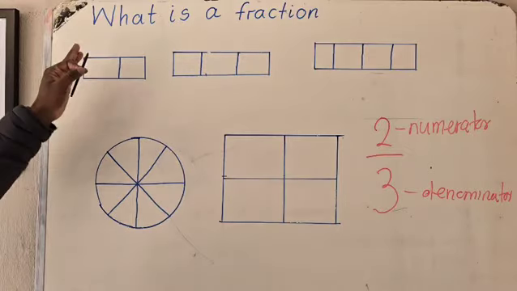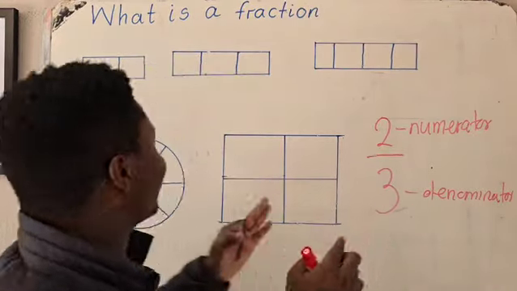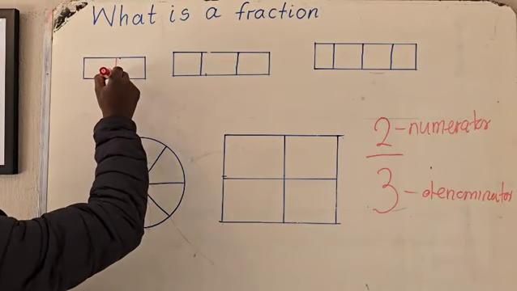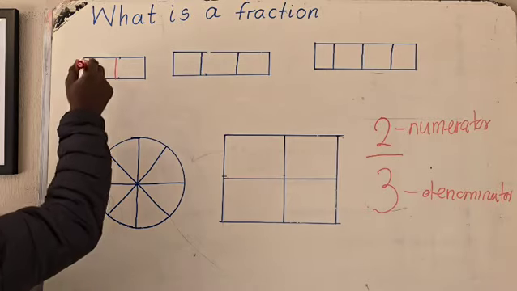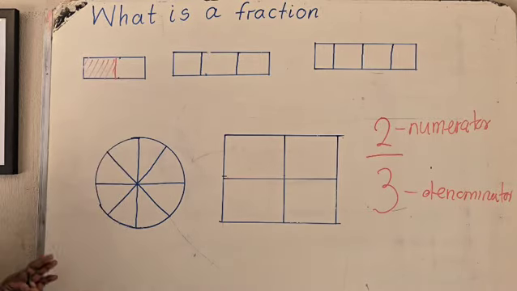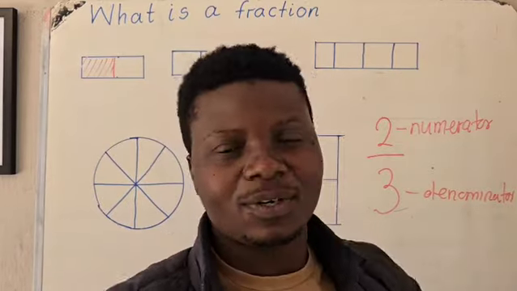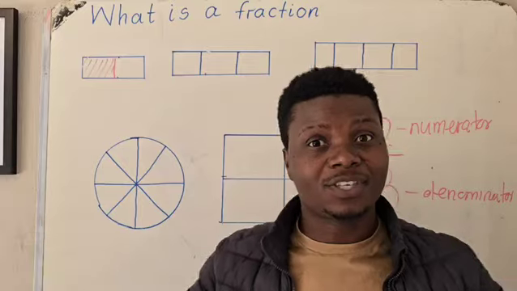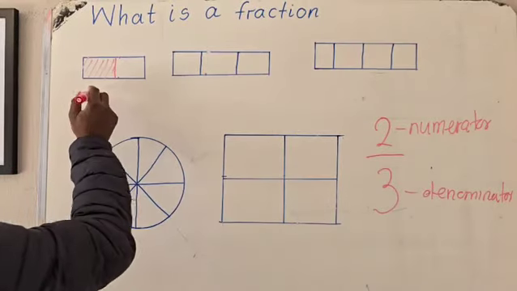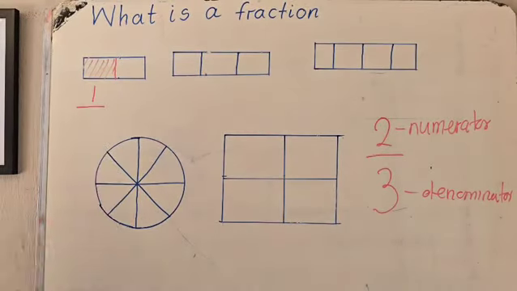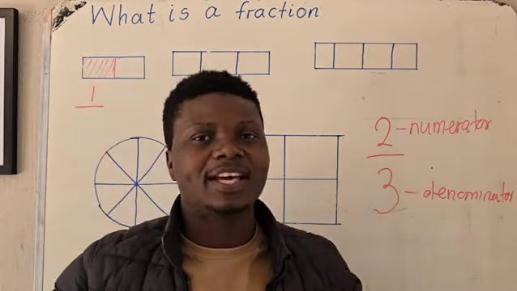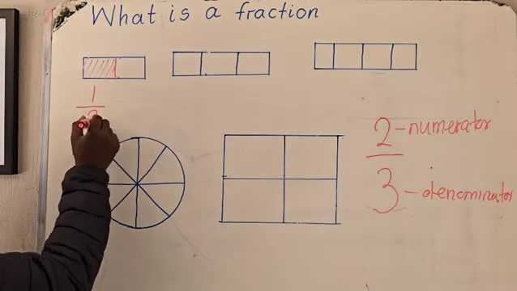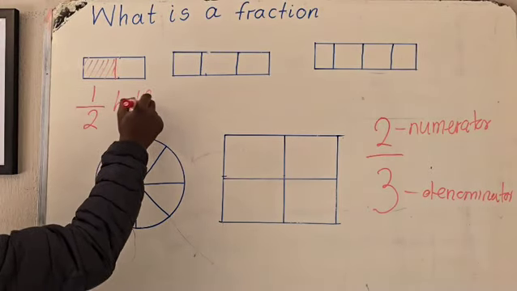I have one whole chocolate bar and I decide to split it into two pieces, though my pieces are not equally halfway, but I split it like this. And I decide to eat only this part. So how many pieces did I eat? I cannot say I ate one chocolate because I just ate part of the chocolate. So I only ate one. That's my numerator. And how many pieces were there before eating any piece? There were 1, 2. So that's 2. And we call this one a half.